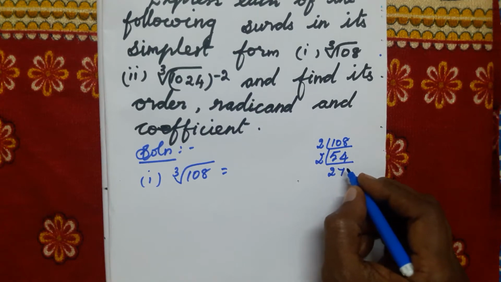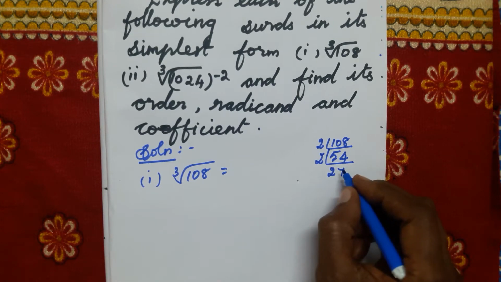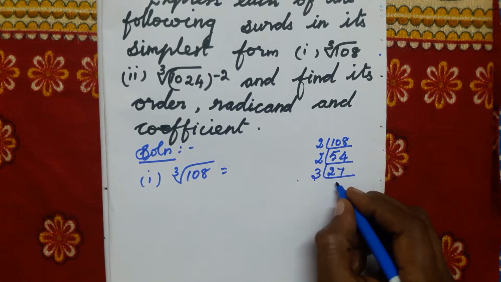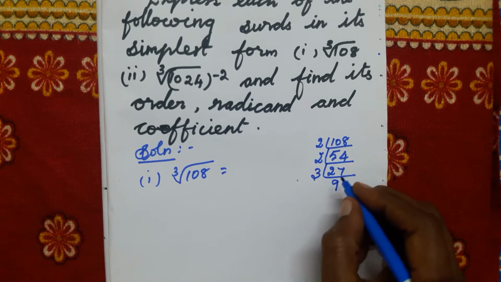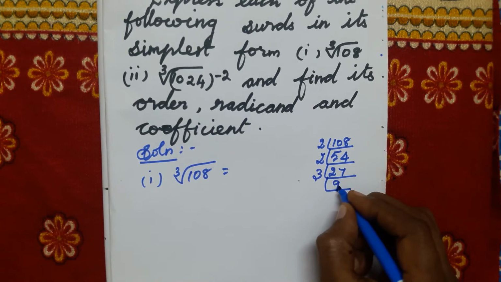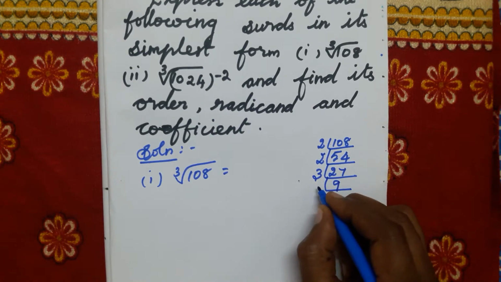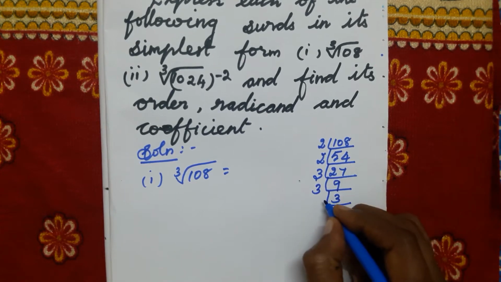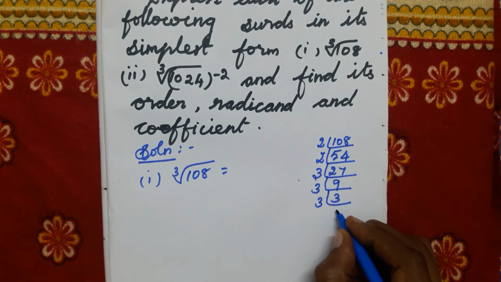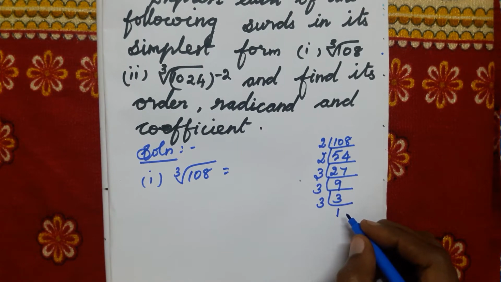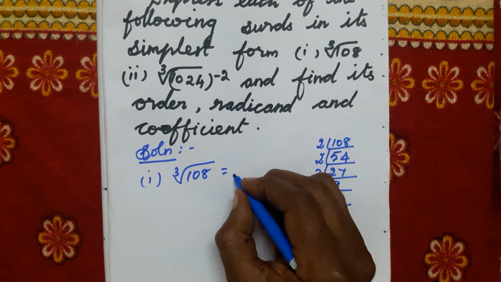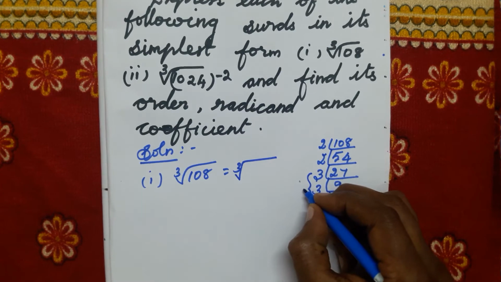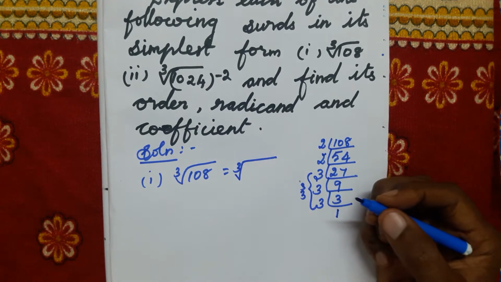Again, we cannot factorize with the 2 table, we can factorize with the 3 table. 9 3s are 27. Again we can factorize with the 3 table. 3 3s are 9. Again we can factorize with the 3 table. 1 3 is 3. So we can write this as cube root of 3 cube.